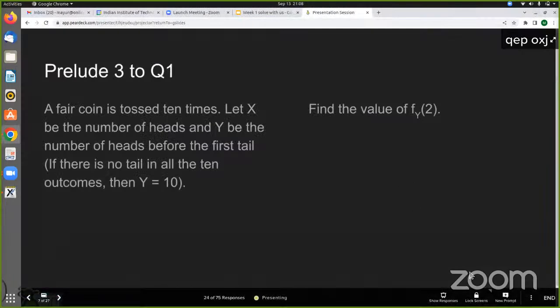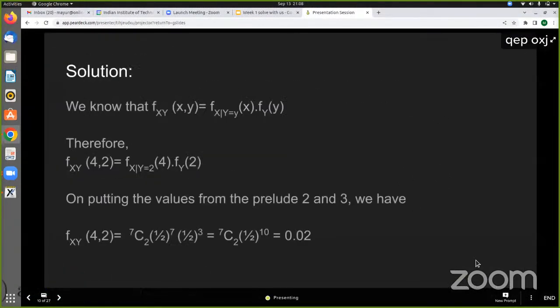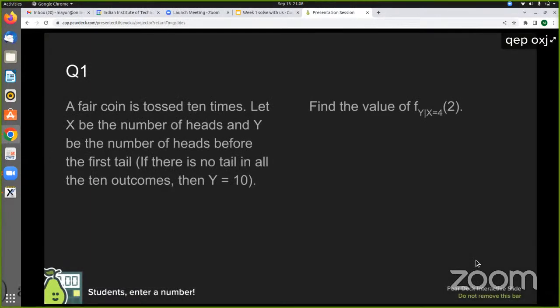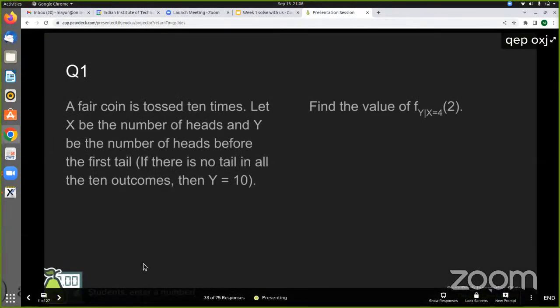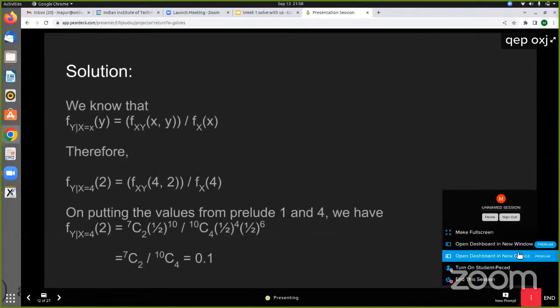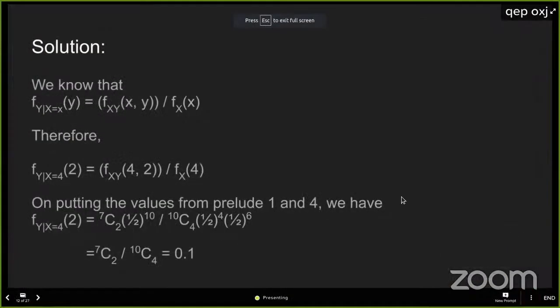Sir, I have a doubt. Please go to the solution slide. Can you please explain the line on putting the values from prelude 1 and 4 we have?